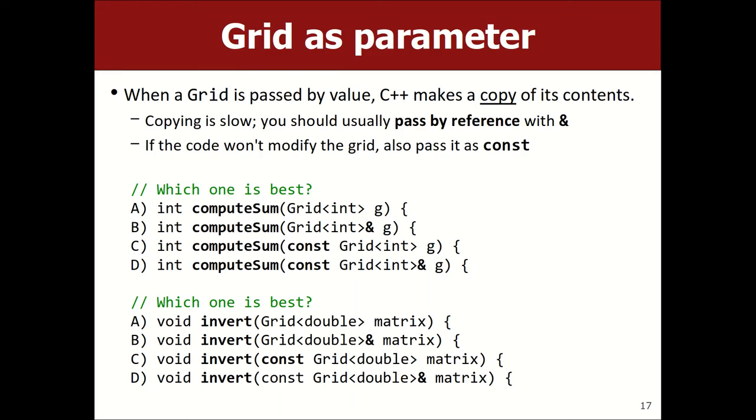You could also imagine a version of this where you make a new grid, which is the inverted version of the original, and you return that. But more often, we modify in place the collection passed to us. So that would be this B answer that you said. I think you're right. Yeah.